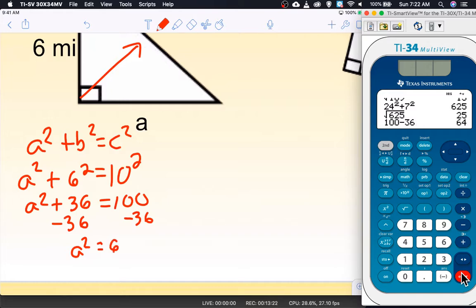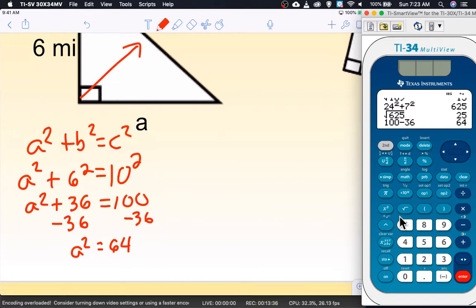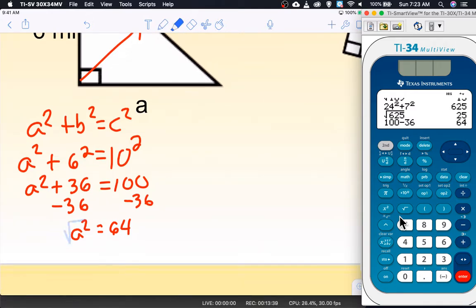Okay. Now we square root. So the only difference was here, we had to kind of get the a squared, the variable squared piece by itself. So there's one extra step right here. And then we're going to square root like we did before. Ba-boom, ba-boom. And we get a equals 8 miles.